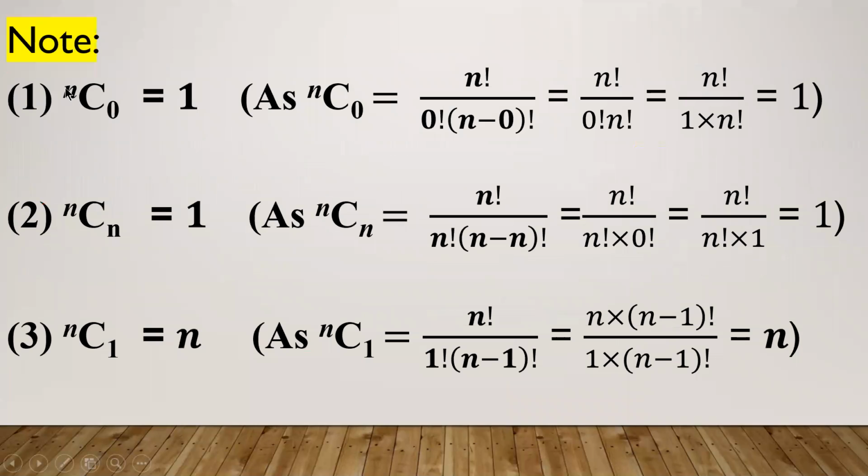nC0 means out of n objects, if you are selecting 0 objects, nC0 will come out to be 1. Similarly, nCn, if you are having n objects and you are selecting all of them and forming a committee, only one committee will be possible. So nCn is also 1. nC1, if you are having n objects and you have to select only one, then that can be done in n different ways. You can also prove this by using the formula.